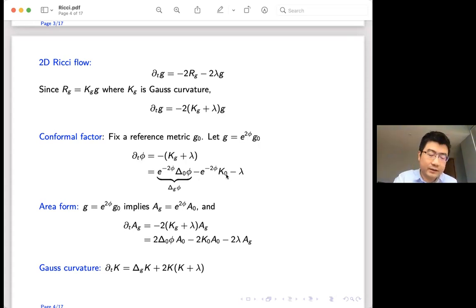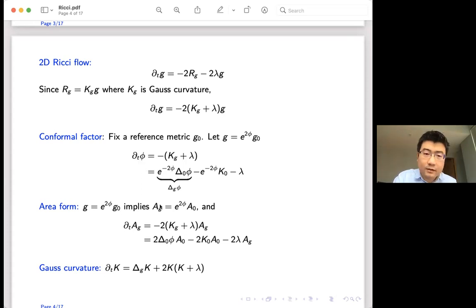In particular, you see an important property of Ricci flow, which is that the Ricci flow preserves the conformal class. This means if you start with some metric, then at any positive time t, the metric is conformal to the metric you start with. This is why you can write the equation in terms of the conformal factor.